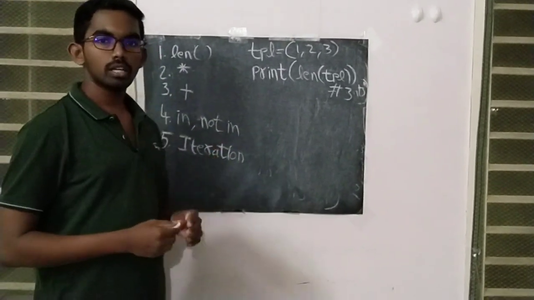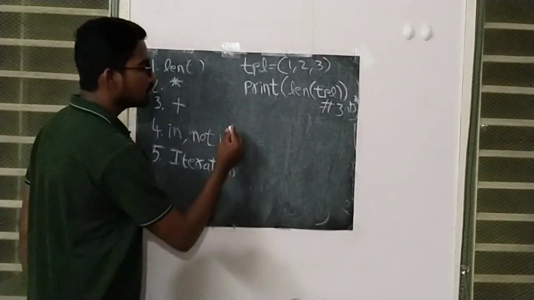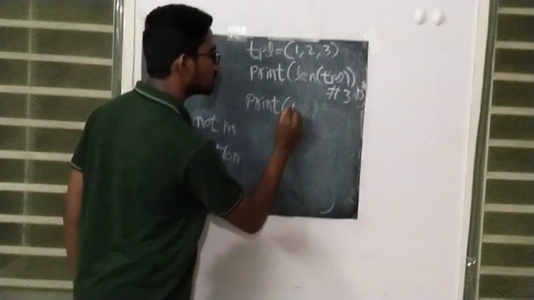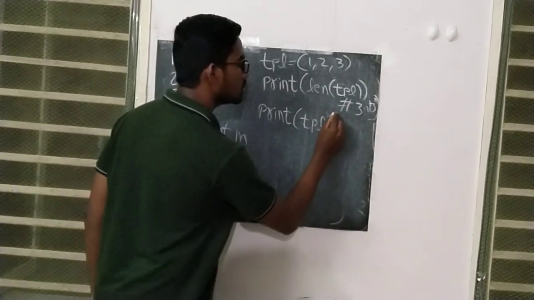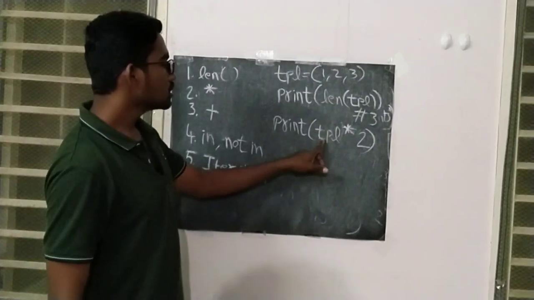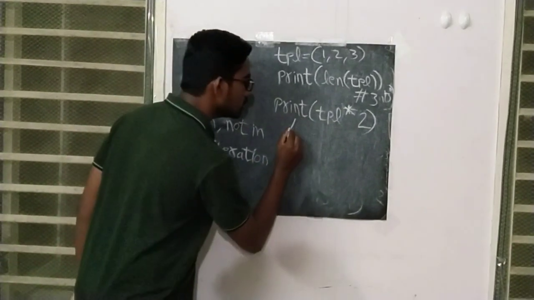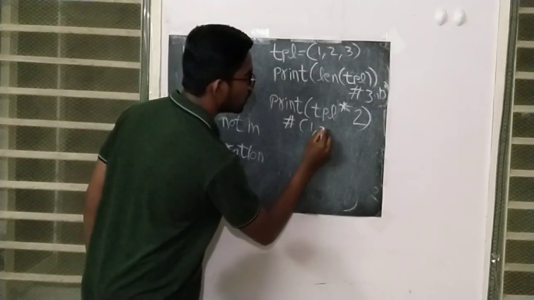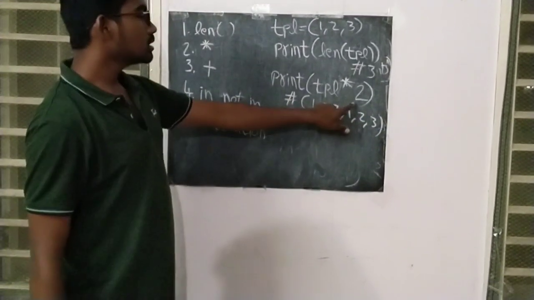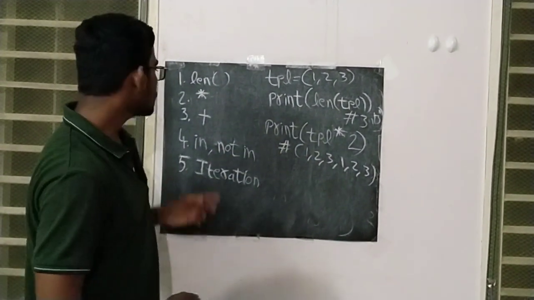Next, repetition operator. Like strings, we can repeat the tuple elements also by using the repetition operator. Print TPL into 2. Now the output will be the tuple elements 1, 2, 3 displayed twice on the screen in this format: 1, 2, 3 and again 1, 2, 3. If you place 3 in place of 2, the tuple elements will be printed thrice on the screen.